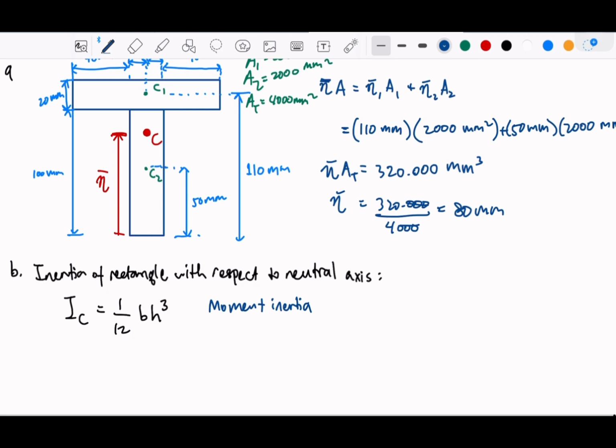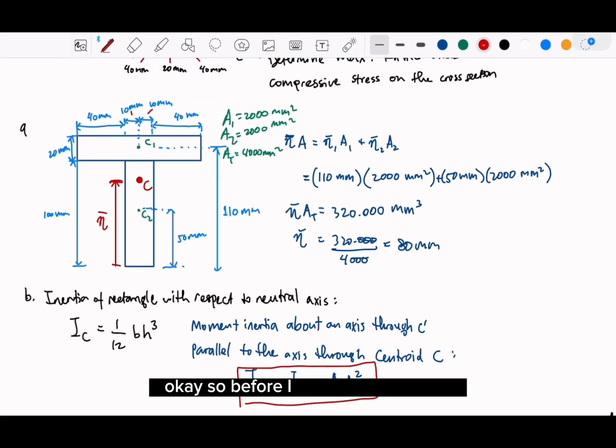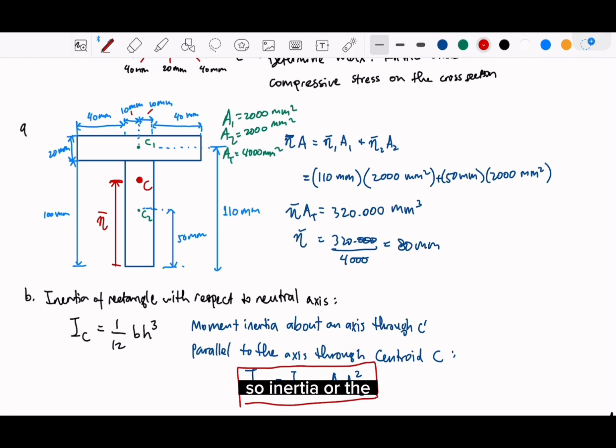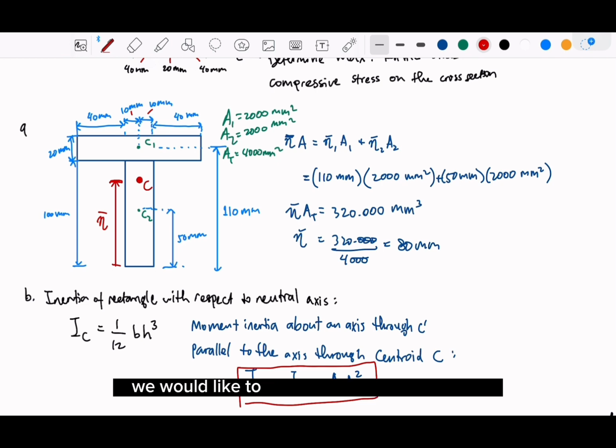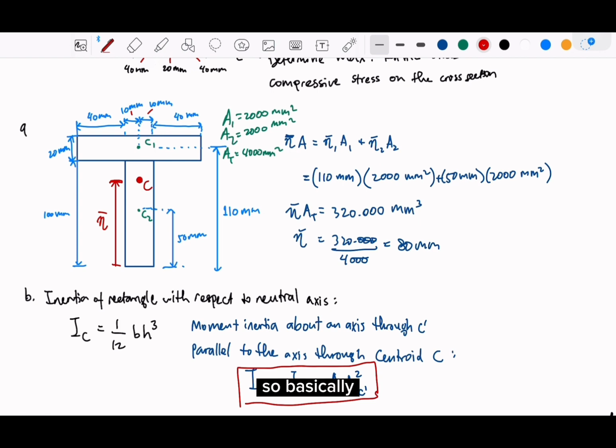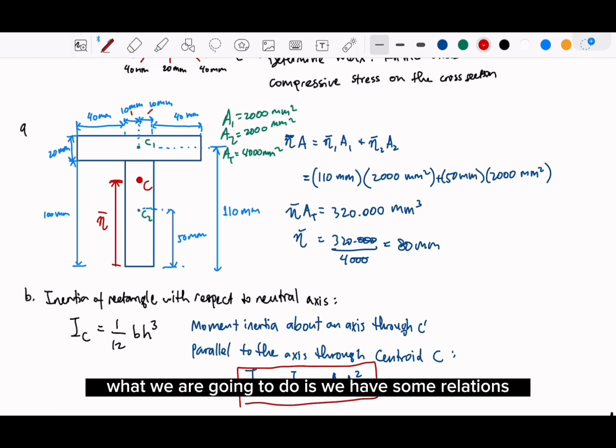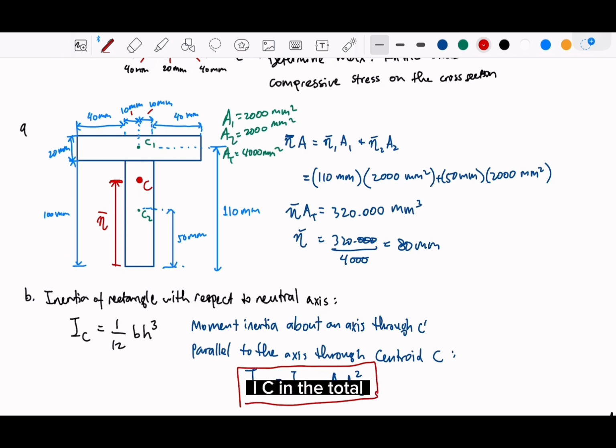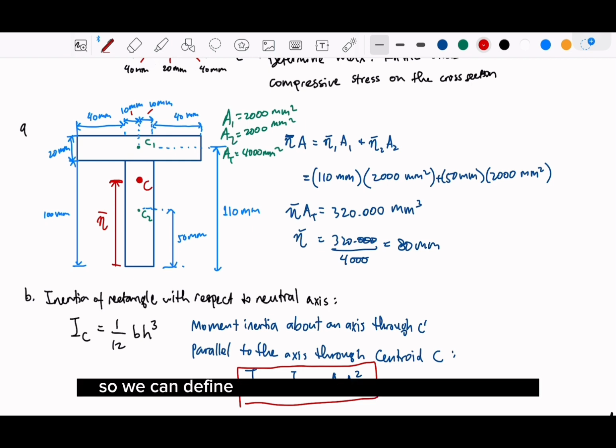I think we are going to have a break first. And then continue. Okay, so before I compute the inertia, so inertia with respect to neutral axis, we have this, and this is inertia if we have just a one shape only. But if we have some complicated shape, we would like to compute each of the inertia. Okay, so basically, what we are going to do is we have some relations. So the moment inertia for some complicated shape is the moment inertia of that shape, IC, in the total, which is this, plus we add area, multiplying the distance between the centroids. So what it means, in practical way, we are going to find the distance first between the C2 to C and C1 to C. So we can define part 1 and part 2 for this part.